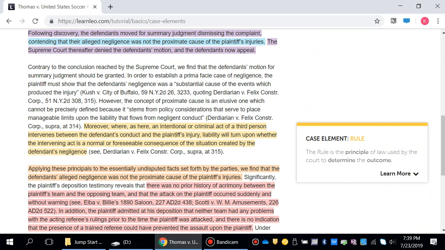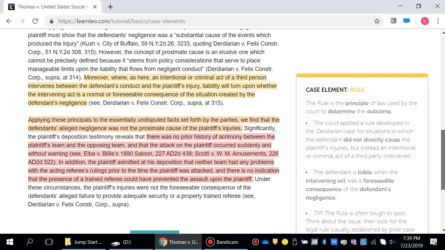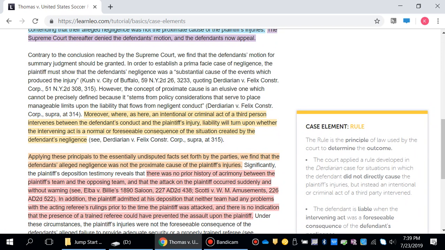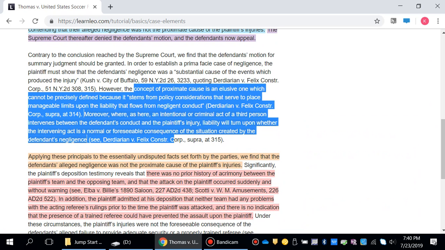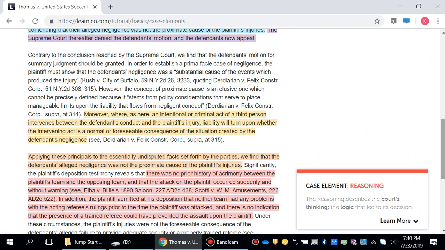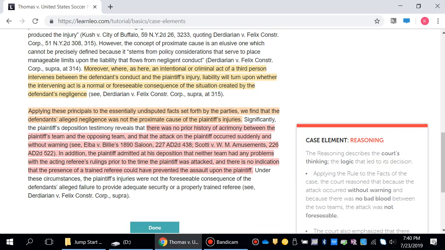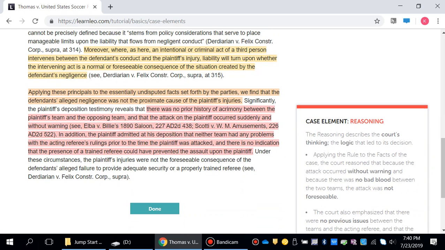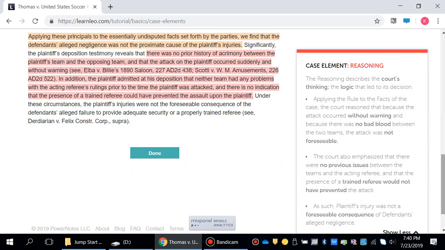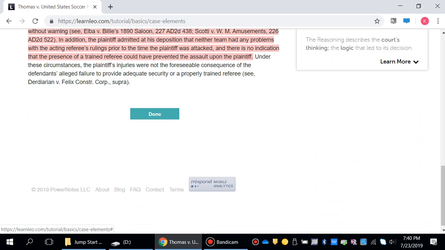The rule, the principle of law used by the court to determine the outcome. We knew that this case was under proximate cause in the table of contents, so we're looking for that language to help us define that term. And then the application of that term to the case's facts, and we've got the court's thinking. Notice in the reasoning, the court uses facts and law, right? And ties them together using because. Because of this, it wasn't foreseeable. It's modeling for you. Good thinking.